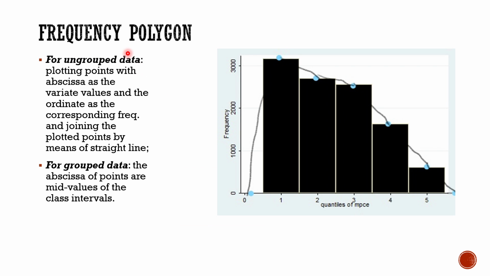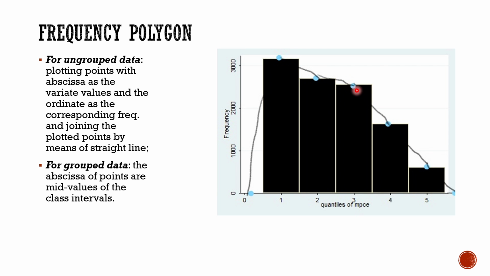Now, what is a frequency polygon? A polygon can be made using histograms, and we take the earlier example of the histogram of 5 quintiles of MPCE. What you have to do is just take the midpoints of these abscissa and join them by straight lines.